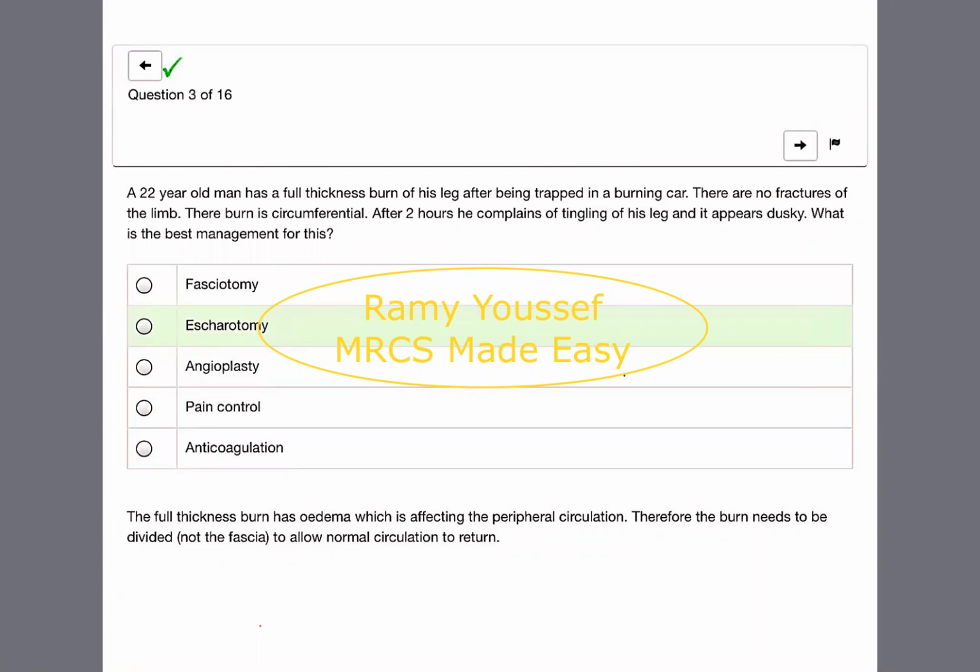We noticed we are now at more than 80 questions, and all questions that came with a circumferential burn had the answer escharotomy. All the questions until now. So he wanted to make you think and put in your mind that with any circumferential wound, you have to look for ischemia or difficult breathing, and put escharotomy as the first step you have to do.